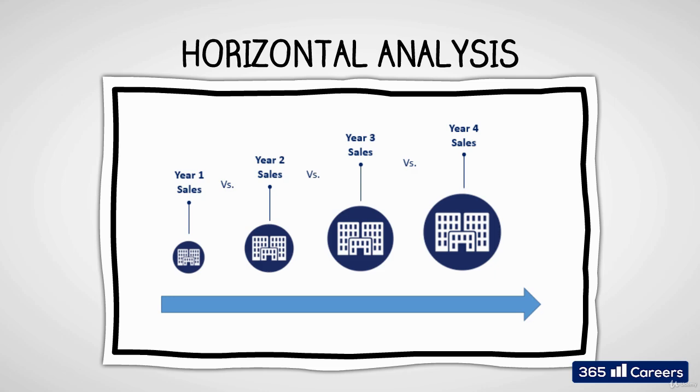The main idea is to see if any numbers are unusually high or low with respect to the information about previous periods. For example, we can wonder how much the total revenues increased in percentage compared to the ones observed a year ago. Horizontal analysis is also known as trend analysis because it shows the development of a given parameter over time.